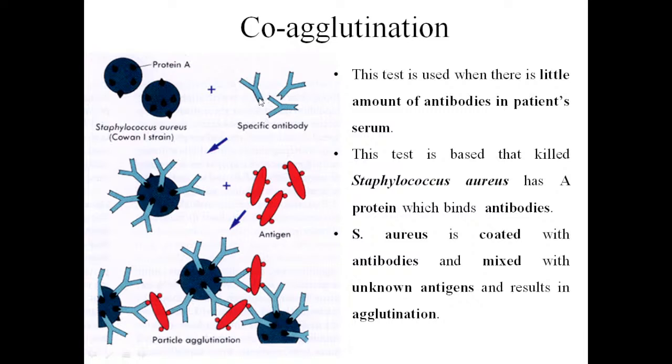Fc, you remember the structure of immunoglobulin, yes? It is Fc. Any antibodies may be bound with protein A of Staphylococcus aureus. So Staphylococcus aureus cells are coated with antibodies and mixed with unknown antigens. In positive result, we can see agglutination.